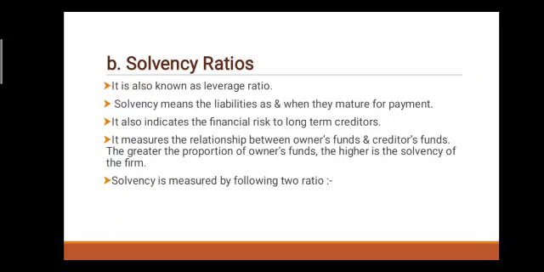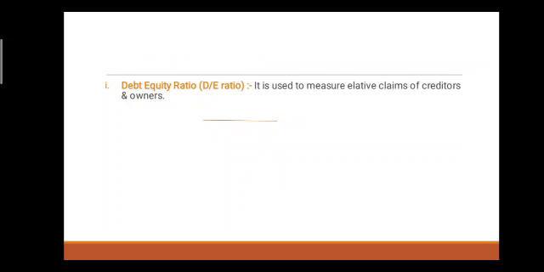Solvency is measured by the following two ratios. First one, debt equity ratio, in short D by E ratio. And second, debt to total capital. We will discuss one by one. In that, the first, debt equity ratio, in short D by E ratio. It is used to measure relative claims of creditors and owners.